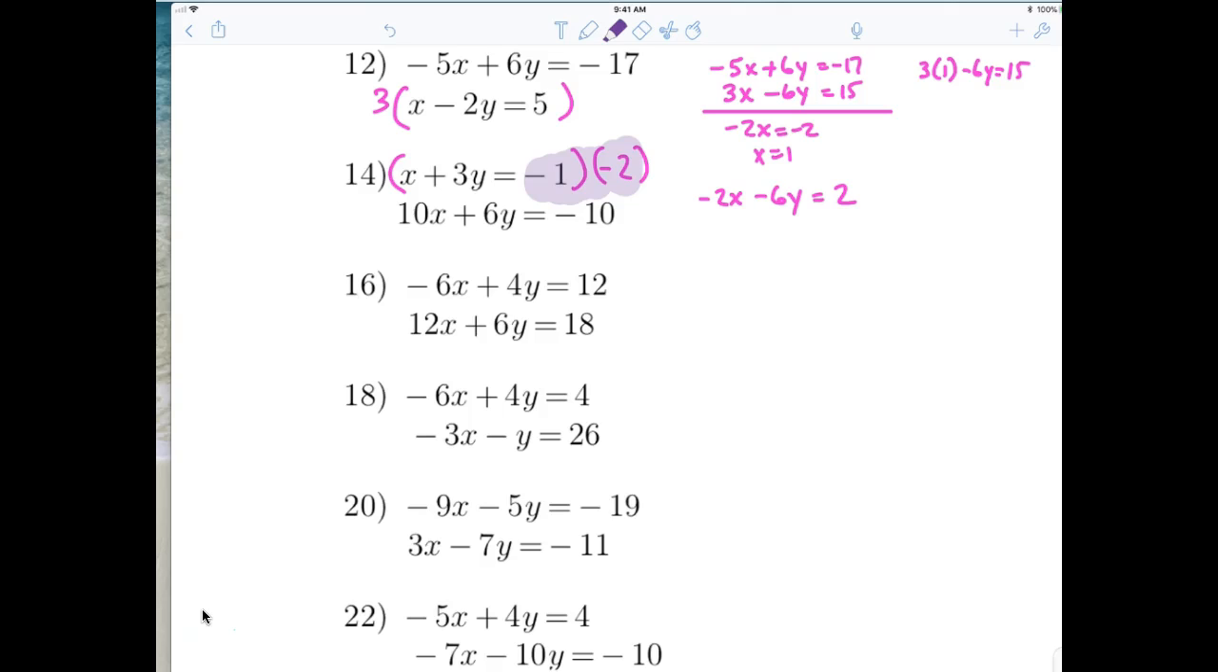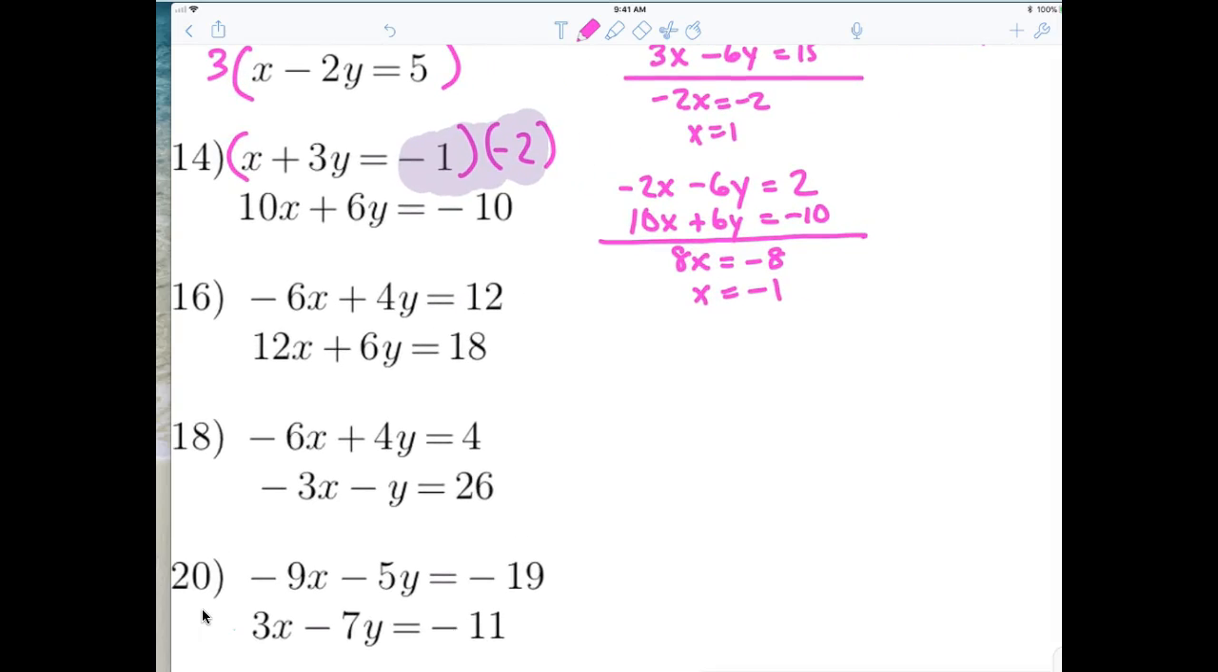All right, now bring over the 10x plus 6y equals negative 10. And I end up with what? 8x equals negative 8. So x equals negative 1. Beautiful. Now, if x equals negative 1, I don't care which one, but I'm looking at the first one. Negative 1 plus 3y equals negative 1. Now, I would want everybody to look at that and say, y equals 0.